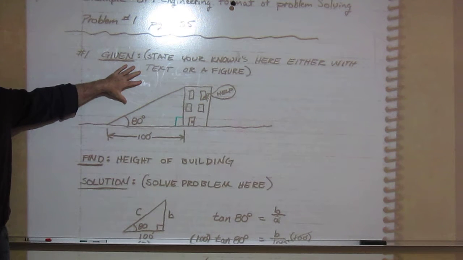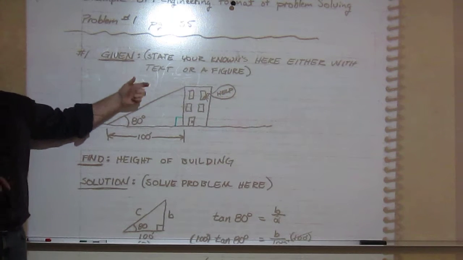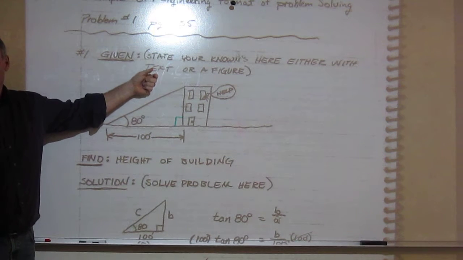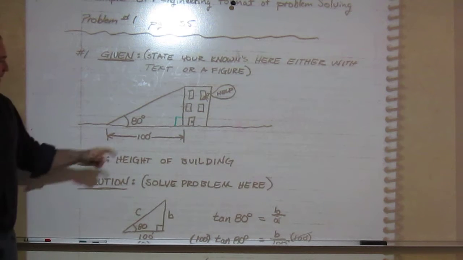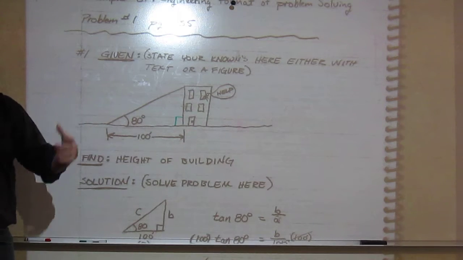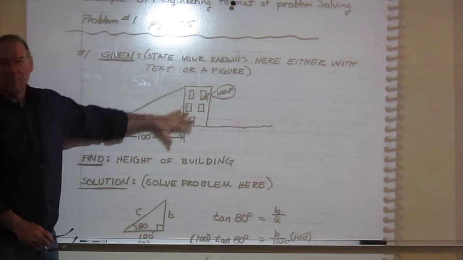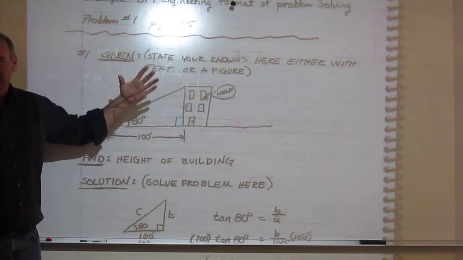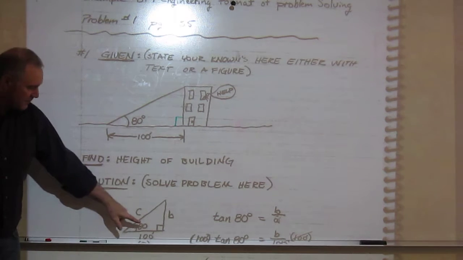State your knowns, however you wish to do it. Some people will do it in text. Some people will do it in sketches. Most times I have two sketches in my given. I do one that's kind of like this, where I'm trying to replay the whole scene in my mind. And then I'll do an immediate sketch off to the side where I get rid of all of my abstract stuff, because it's really just a triangle. In this case, I put it right down here.